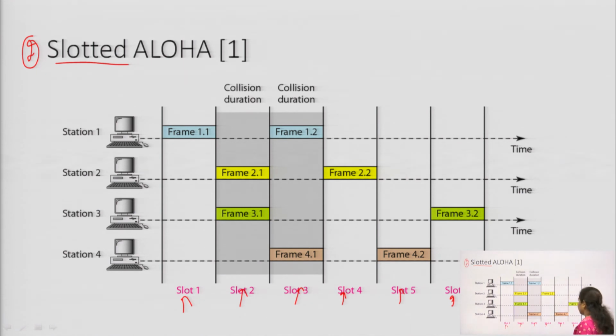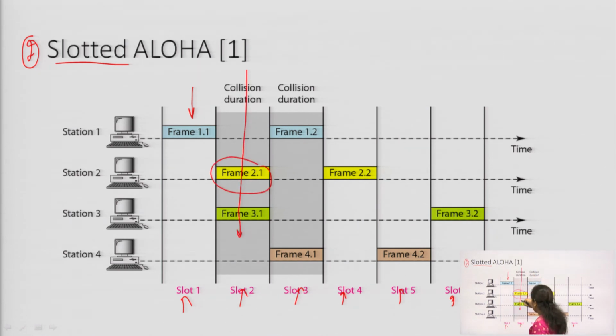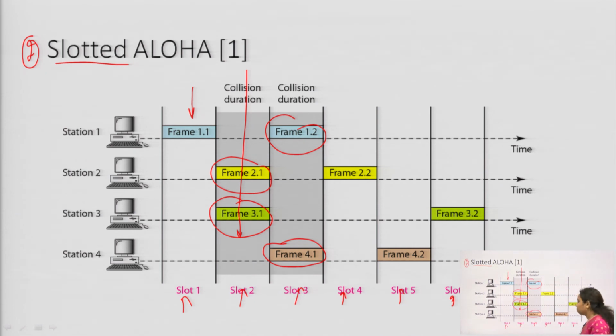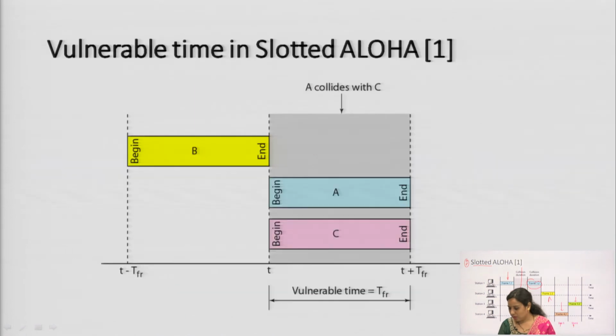We have divided it into 6 different slots, and the first frame that has been transmitted from station 1 is denoted by frame 1.1. Then this is the collision duration. Why is there a collision duration? Because the second frame and the third frame have collided. Again there is a collision duration, because the first frame of the first station and the fourth frame of the fourth station have collided again. So, this is the case for slotted Aloha. Then this is frame again, this is frame again, and this is frame again.